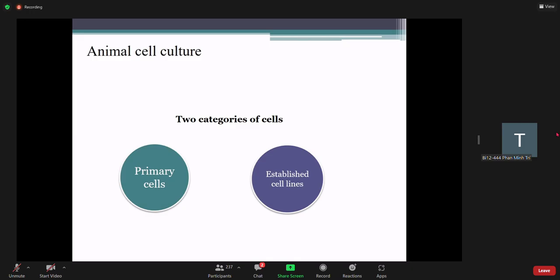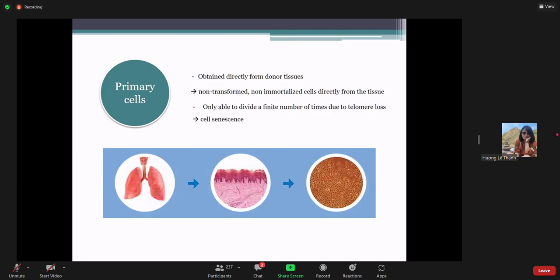What about them? The primary cells, we obtain this kind of cell directly from the donor tissue. So this means they are non-transformed, non-immortalized cells direct from the tissues, and they are only able to divide a finite number of times. You know that from the lessons about the telomeres. Each time the cell divides, the telomeres are lost, which leads to cell death or cell senescence.